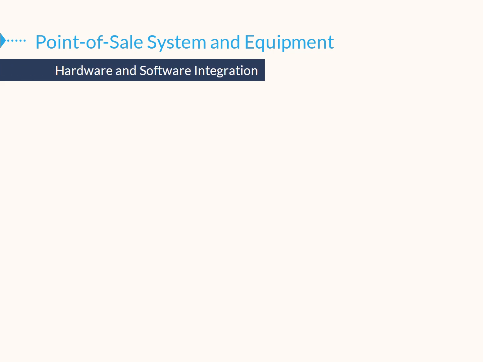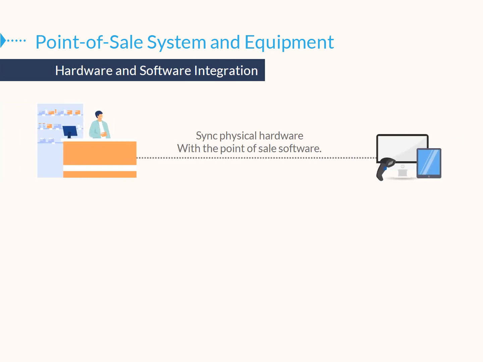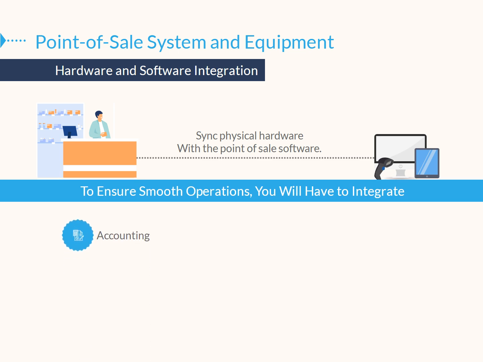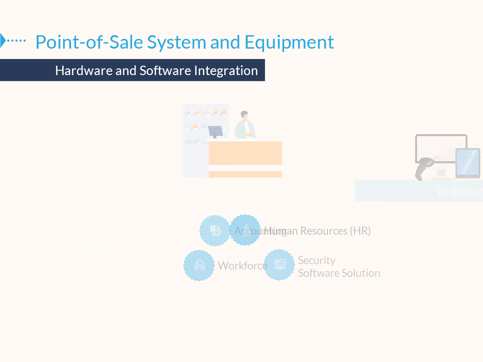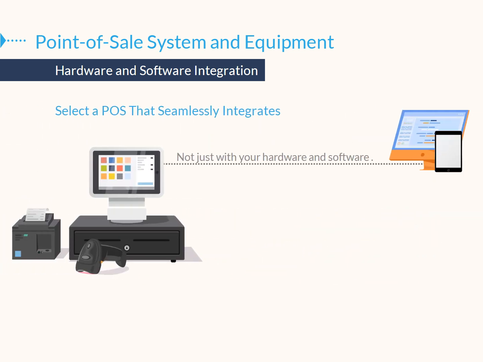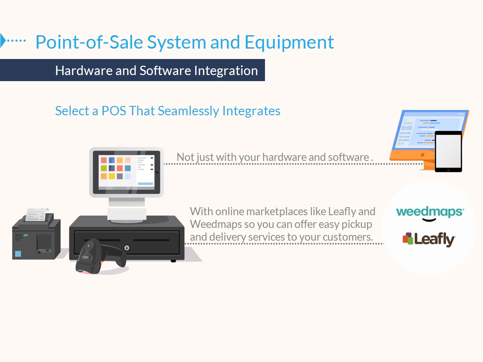Hardware and software integration. Consider all the physical hardware that is being used in various sections of your dispensary and whether your provider can sync them with the point of sale software. You will have to integrate your accounting, human resources or HR, workforce, and security software solutions with your dispensary POS as well to ensure smooth operations. Select a POS that seamlessly integrates not just with your hardware and software, but also with online marketplaces like Leafly and Weed Maps, so that you can offer easy pickup and delivery services to your customers.